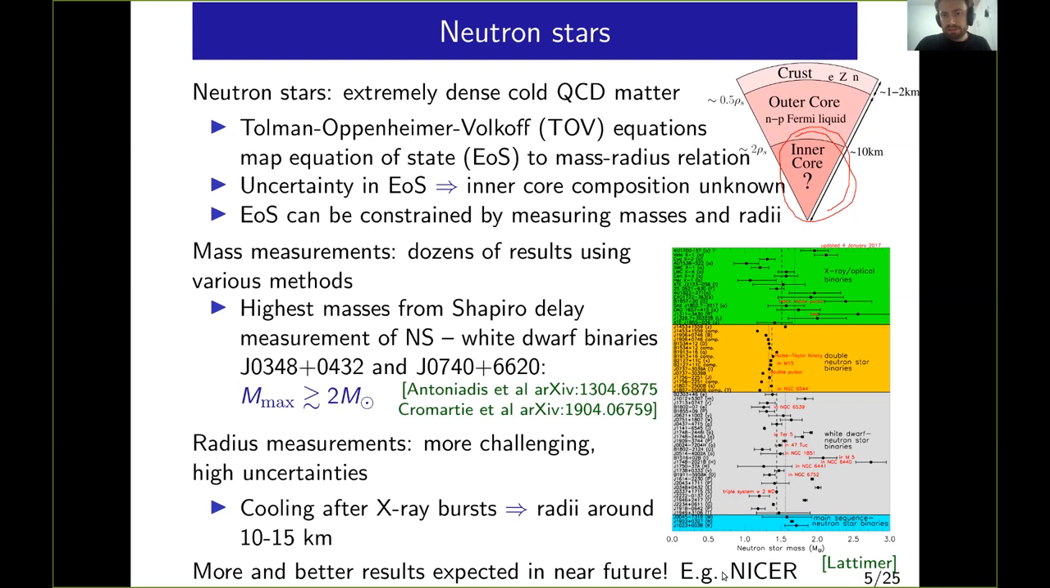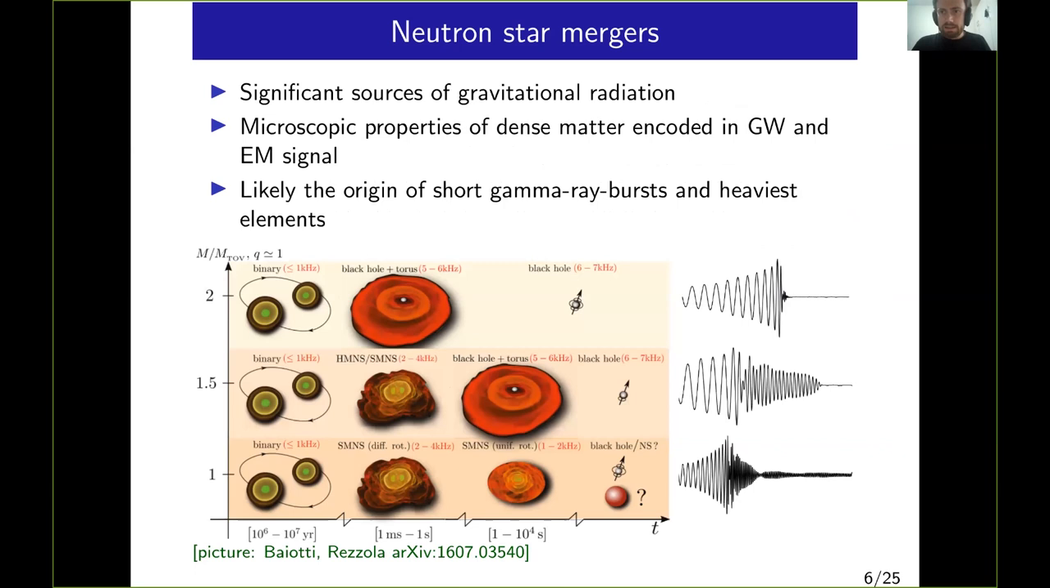There is already some data coming which measures the X-rays of neutron stars and is expected to improve the measurements of radii. But apart from just measuring individual neutron stars, there is also data coming from neutron star mergers. So you probably know that there has been one event observed in gravitational radiation, and these mergers also give information on the properties of dense matter by observing the gravitational waves and electromagnetic signal coming from the merger. They are the likely origin of short gamma ray bursts and the heaviest elements in the universe.